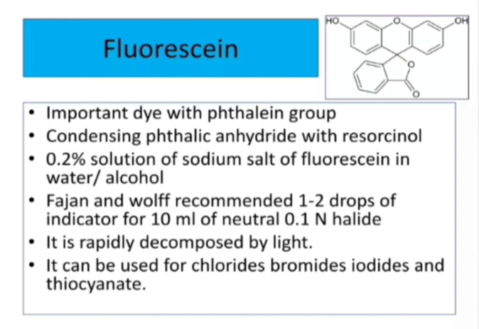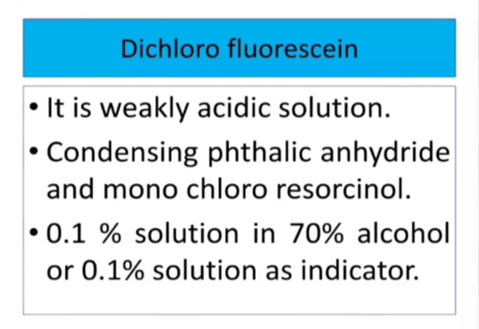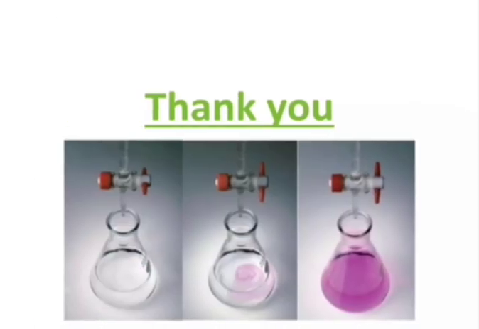Fluorescein is an important dye with a phthalate group, made by condensing phthalic anhydride and resorcinol. A 0.3% solution of sodium fluorescein in water or alcohol is used, and Wolf recommended 1 to 2 drops of indicator for 10 ml of 0.1 N halide. It is rapidly decomposed by light. It can be used for chloride, bromide, iodide, and thiocyanate. It is a weak acid. Dichlorofluorescein is made by condensing phthalic anhydride with chlororesorcinol, used as a 0.1% solution in 70% alcohol, or as a 0.1% solution as indicator.